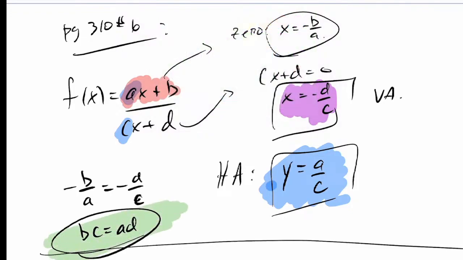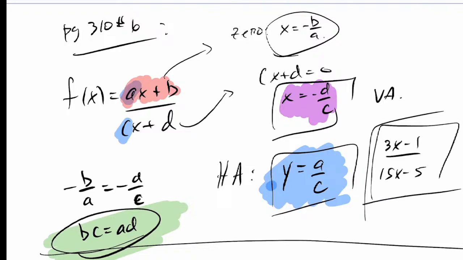There's not a finite answer, but that's the relationship you'd have to have such that you have a hole in the graph. As a practical example, you have 3x minus 1 as a root, so the root here is a third. And then, say they give you 15x minus 5. Both of these have the exact same root. This has a hole at a third for your 6b.